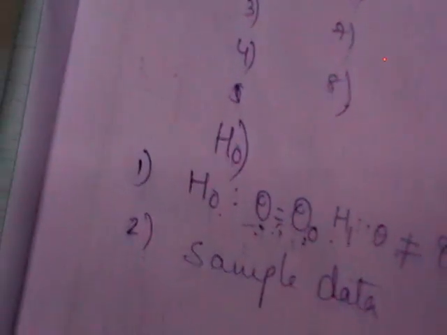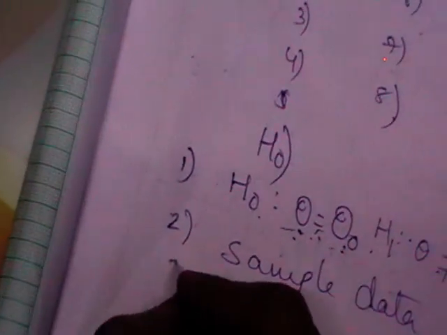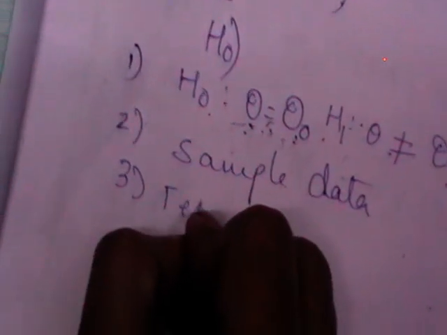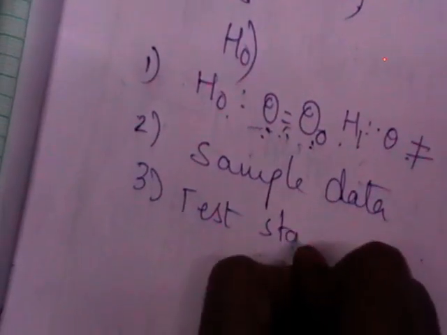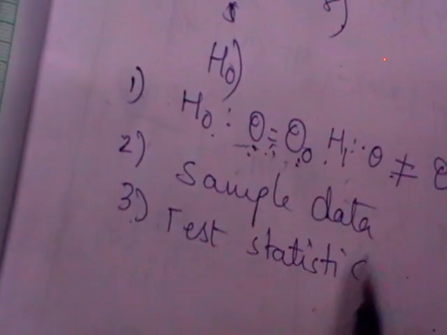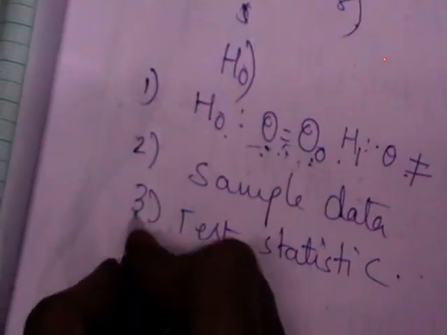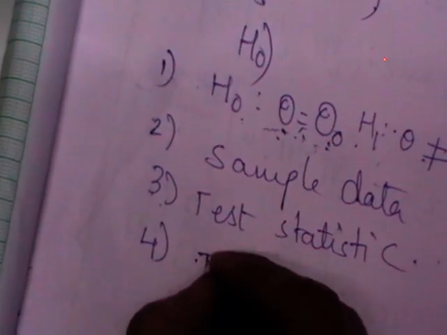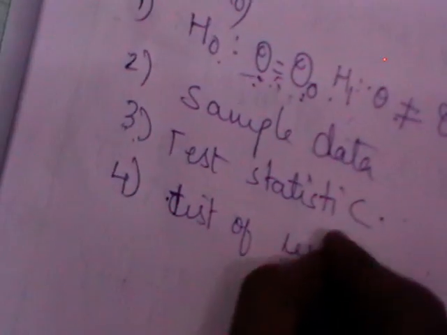For a specified population of fixed size. In the third step, we are going to calculate the test statistic. For each test it is going to change. So in the third step we are going to calculate the test statistic. Then you should identify the distribution of the test statistic in the fourth step.